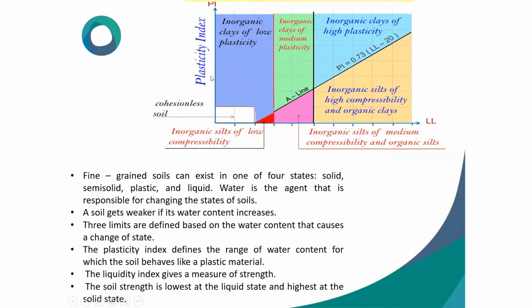After doing all the tests, you will plot plasticity index versus liquid limit. See this portion, this is a line. This portion is called inorganic silt of high compressibility and organic clay. And this is inorganic clay of high plasticity. And this portion is inorganic clay of medium plasticity. It's an inorganic clay of low plasticity. As we go far away, which I already told, more than 40 is high plastic. If it is less, it will be low plastic.